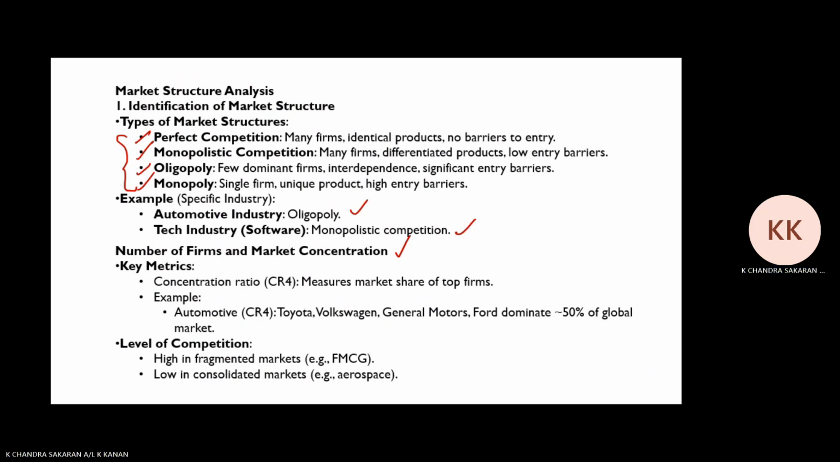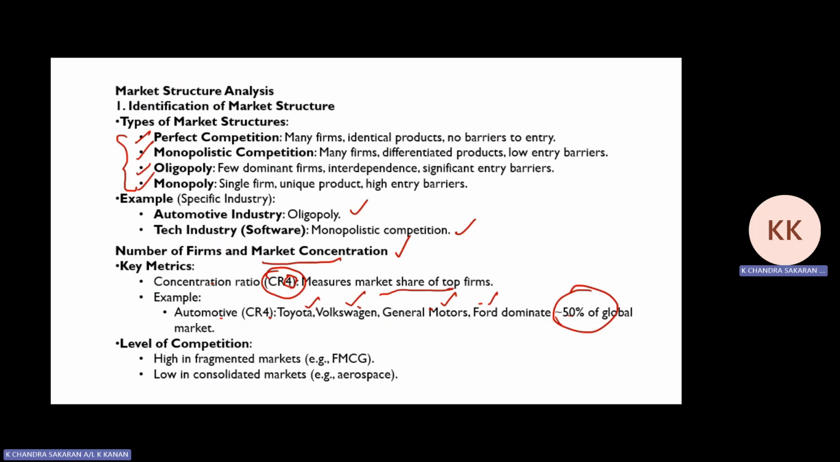This one, market concentration ratios. CR4 means the market concentration ratio of the four largest firms in the industry. For the automotive industry, the four largest firms are Toyota, Volkswagen, General Motors, and Ford. These four control more than 50%. That's why they call it oligopoly. But if we take the four-firm concentration ratio and you find the percentage is less than 50%, then you say monopolistic competition.